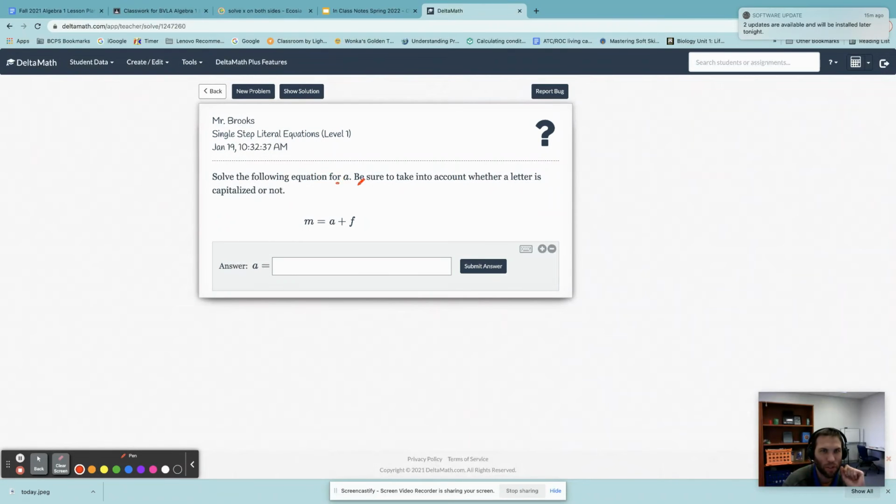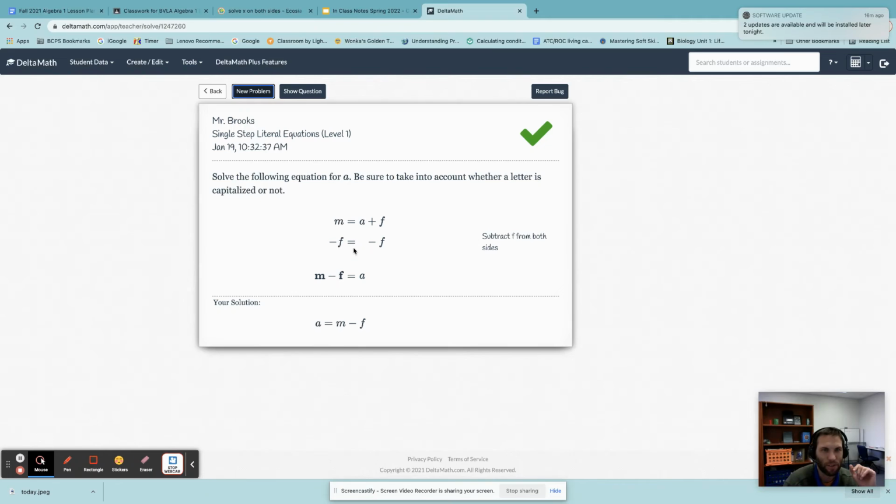Solve the following equation for A. So where's A? Right here. So A plus F, the inverse of plus F is minus F. So minus F. So A is equal to M minus F. You see how you don't condense anything down into a number. You're just moving things around. So you have to look for what you're solving for and then use inverse operations to clear it away.